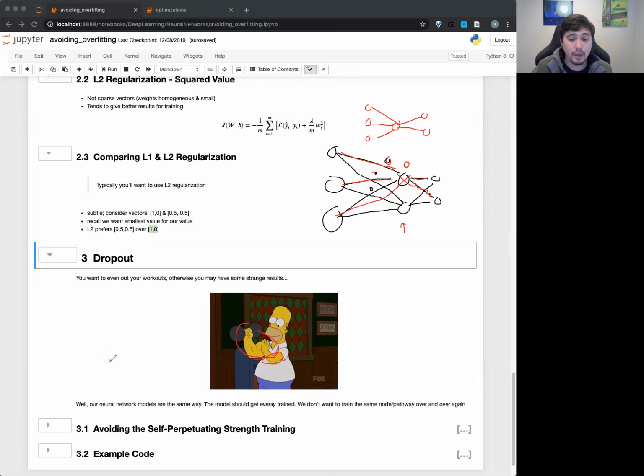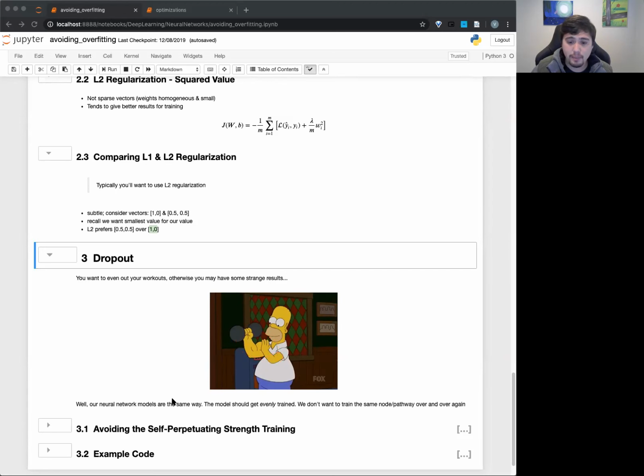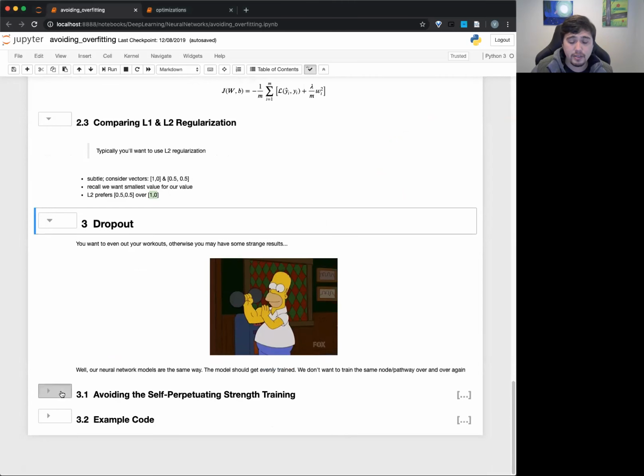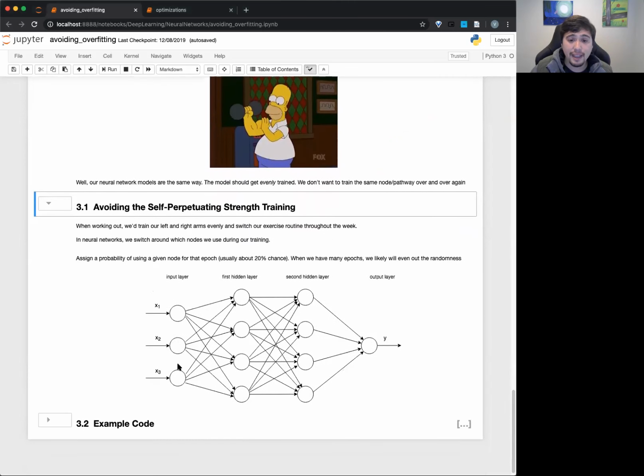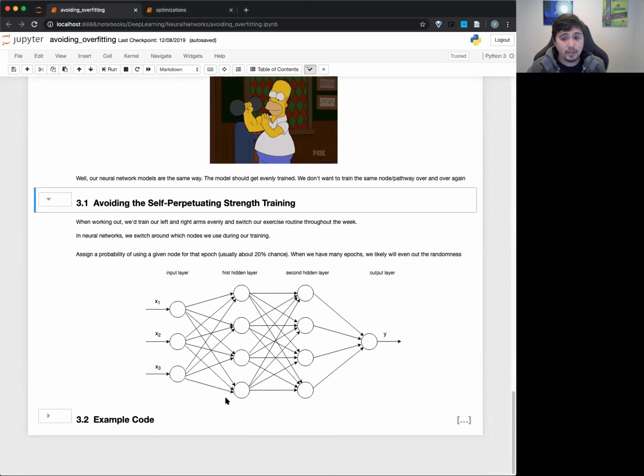So that's the reason why we want to use Dropout. Let's see if I can show you. You're putting this in for training. The way we do this essentially is we take a neural network. So imagine this neural network here that I have a picture of.